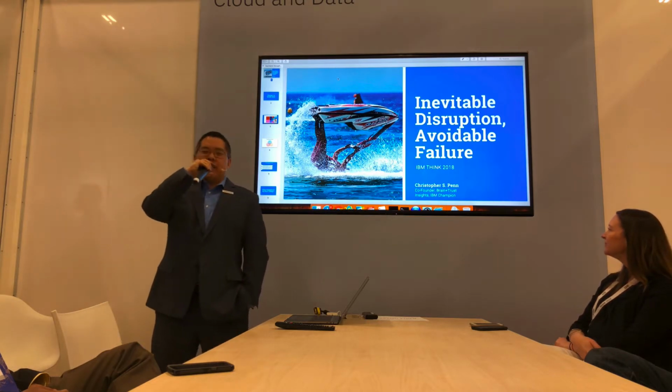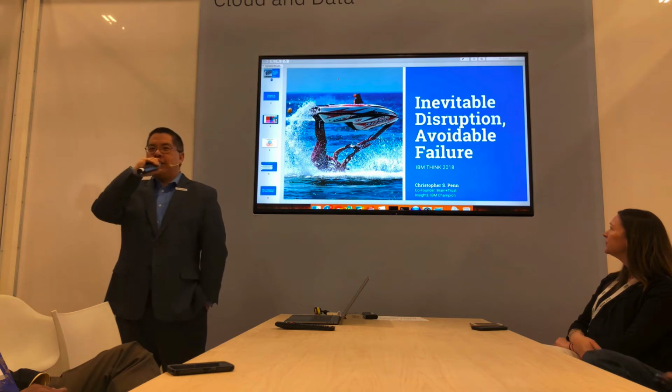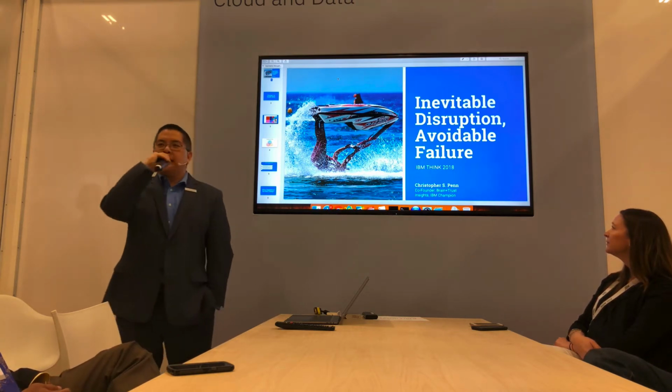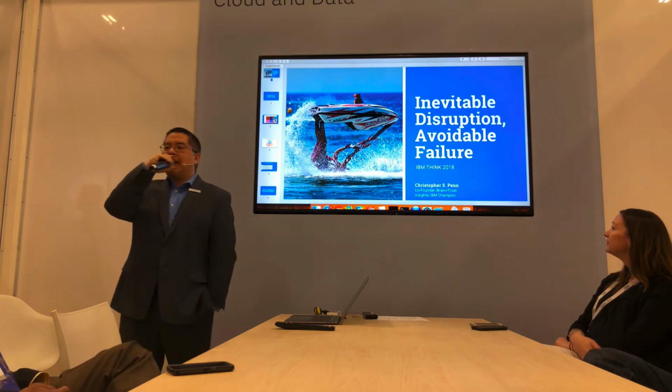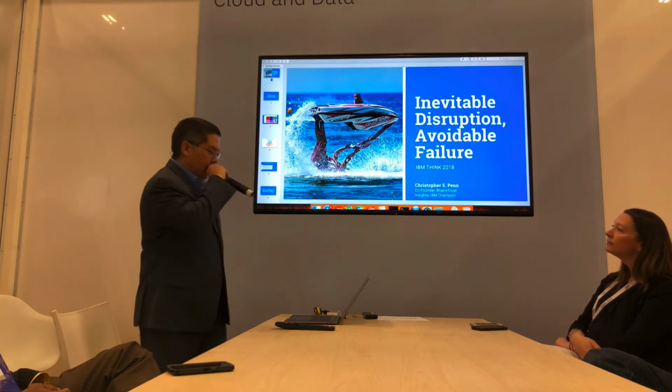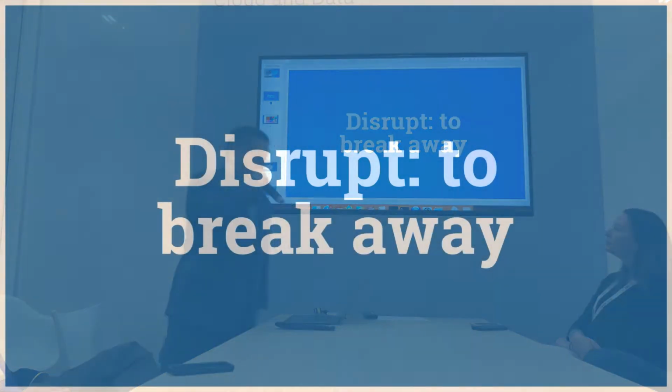This is Inevitable Disruption, Avoidable Failure. Today we're going to be talking about some of the ways you can use machine learning and business analytics to detect whether you're being disrupted and then what you should do about it. My name is Christopher Penn. I'm an IBM Champion in the business analytics team.